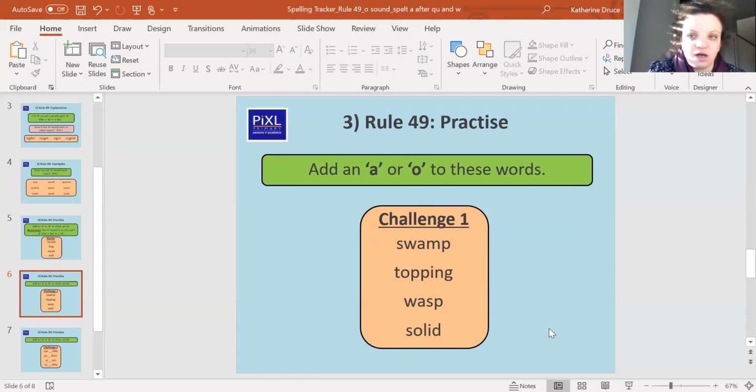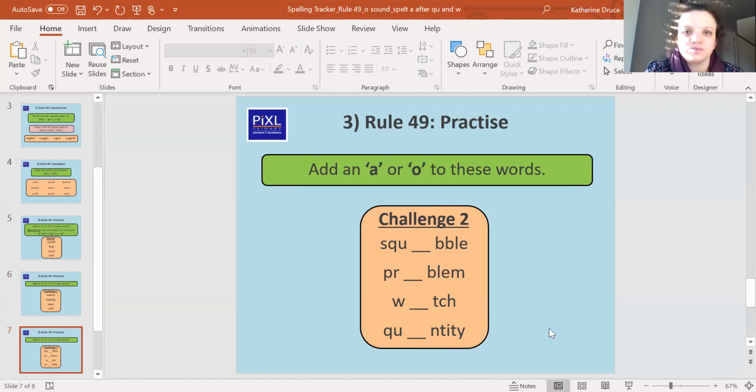Okay, fantastic. Right, ready for your last challenge? Again, we're going to decide if it's A or O. Squabble, problem, watch, and then quantity, which means an amount. So squabble means to argue, to have a fallout, to argue and bicker at each other. Problem, we know what that means, something we need to solve. Watch, look with our eyes. And quantity is an amount. So we're going to go, what's the quantity of books you need to get for the classroom? Oh, it's 30 because I've got 30 children.